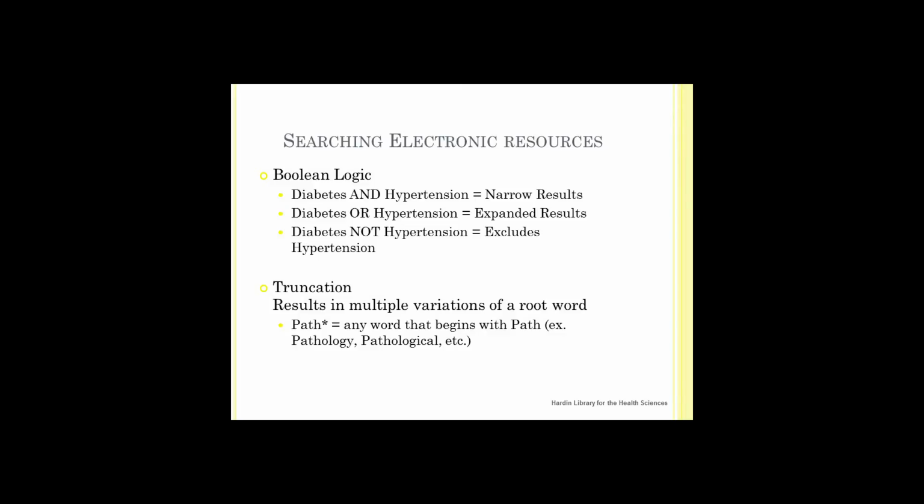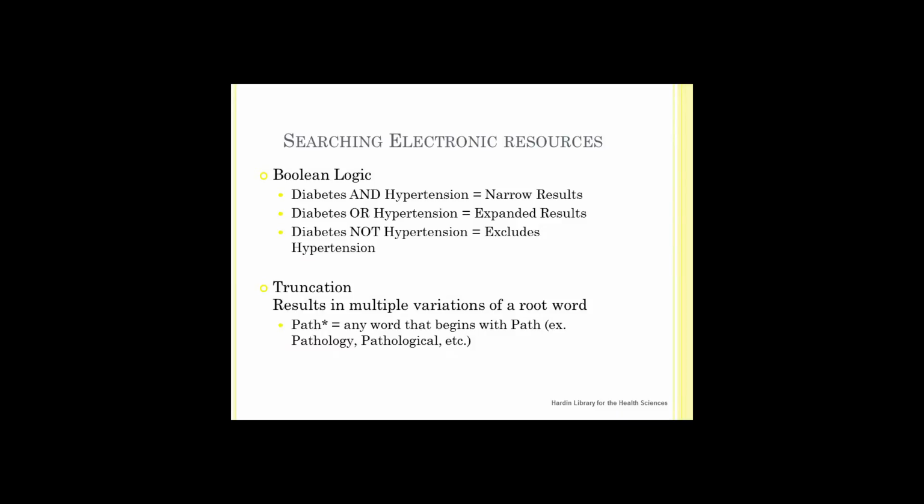But before we even get to that, I'm sure all of you remember diagramming sentences in school. I like to tell people, before you even start searching, diagram your question and pick out the main topics that you want to search. Let's say, for example, those main topics are diabetes and hypertension. The most popular way to search is using Boolean logic, and Boolean logic uses three operators: and, or, not.